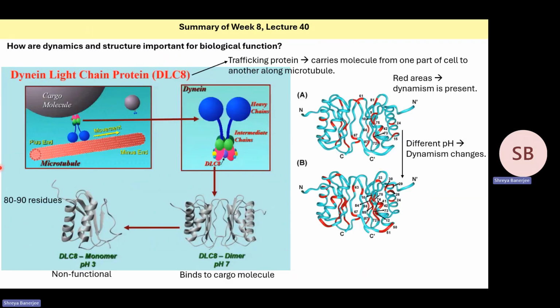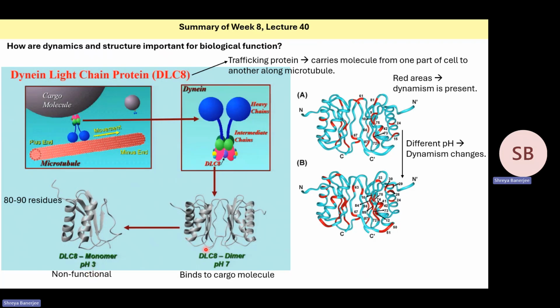So how are the dynamics and structure important for biological function? Here you have a dynein light chain protein, or DLC8, which is a trafficking protein. This structure shown here is a trafficking protein. It carries a cargo molecule from one side of the microtubule to the other. Now, when this protein is in a monomer state at pH 3, it is non-functional.